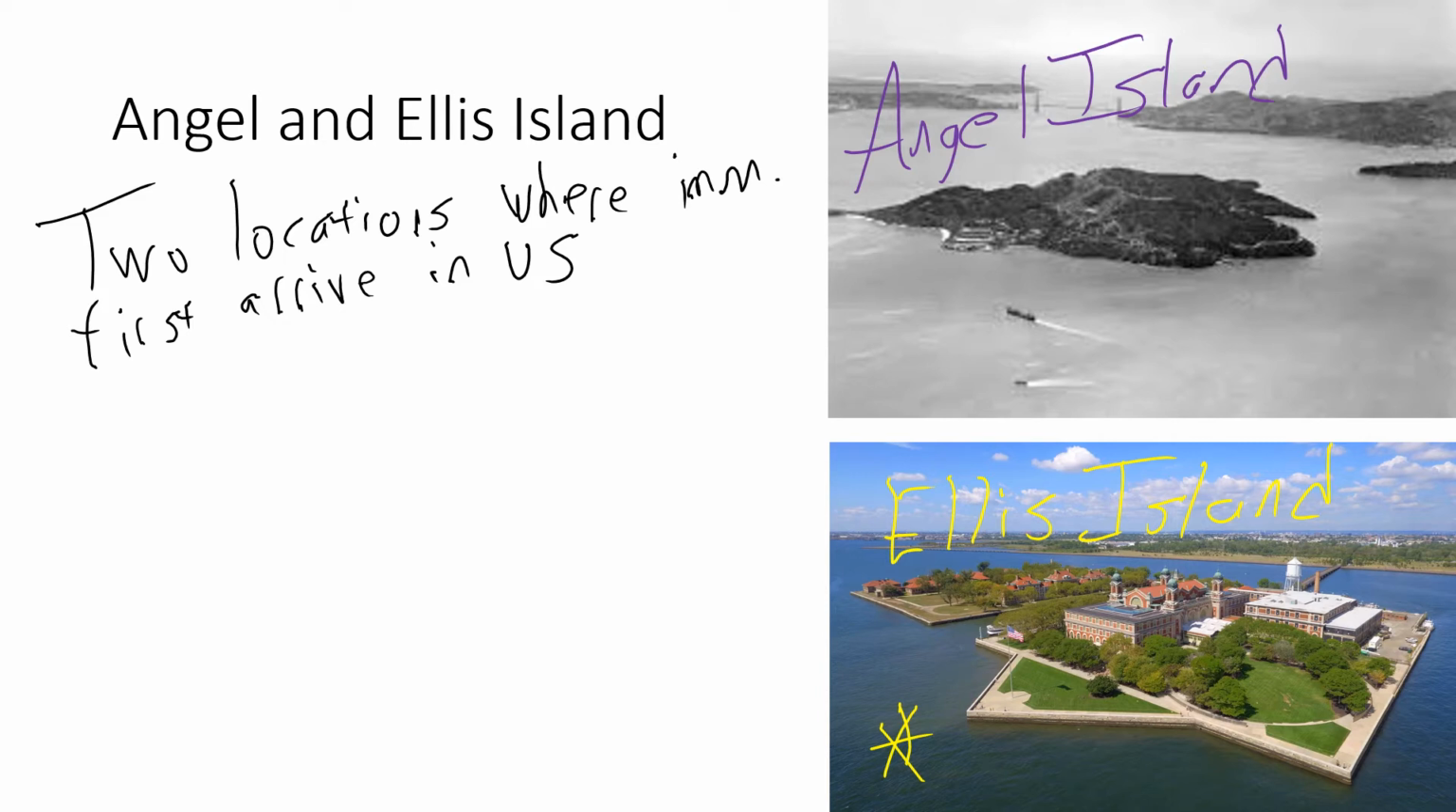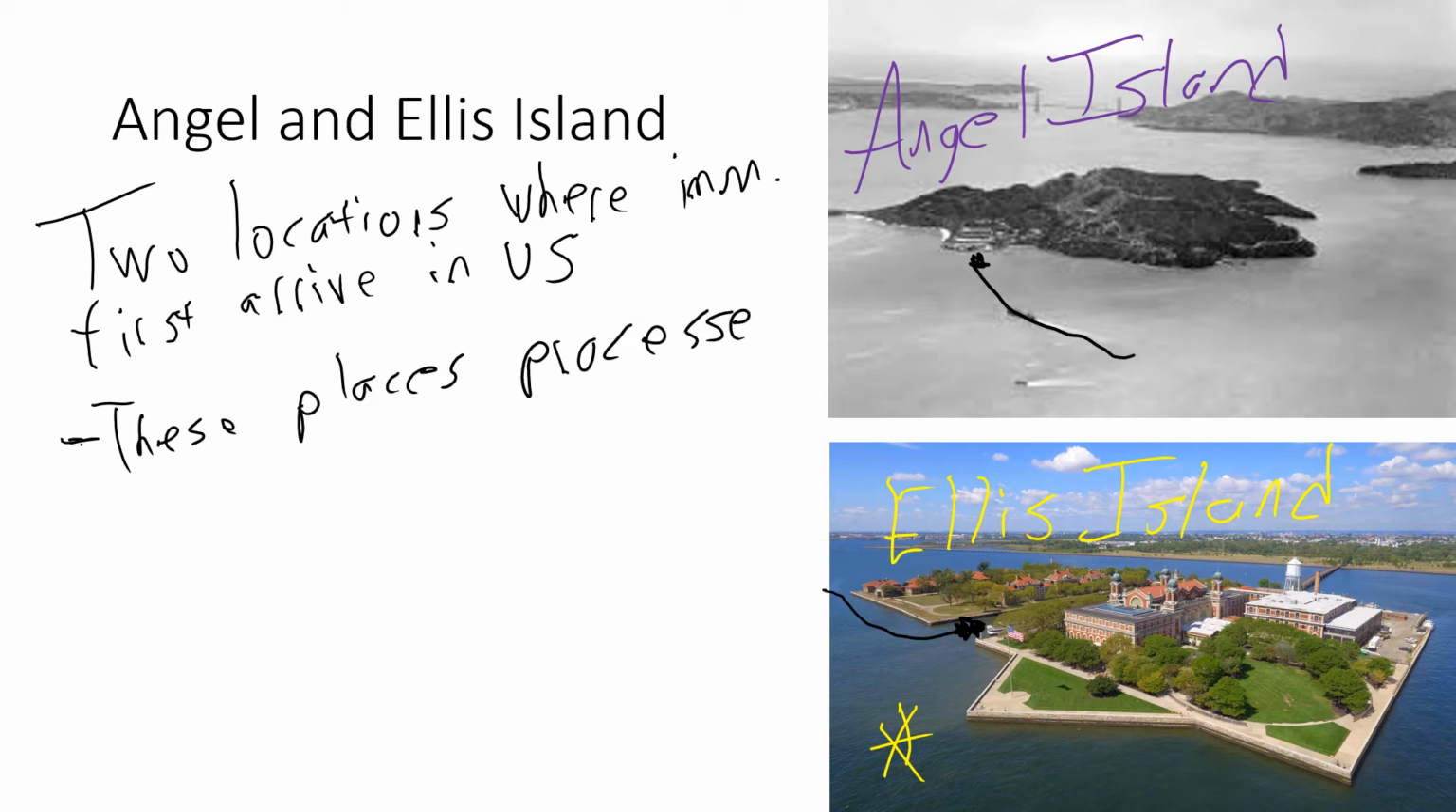And at these locations, you can see a boat here at Angel Island. These boats would pull up to the harbor. Same here down at Ellis Island. They would have pulled right in here. And these boats unload these immigrants from these foreign countries. And these immigrants had to be processed into America. All right, so let's just put that down in our notes over here. Let's put down that these places process immigrants into America.